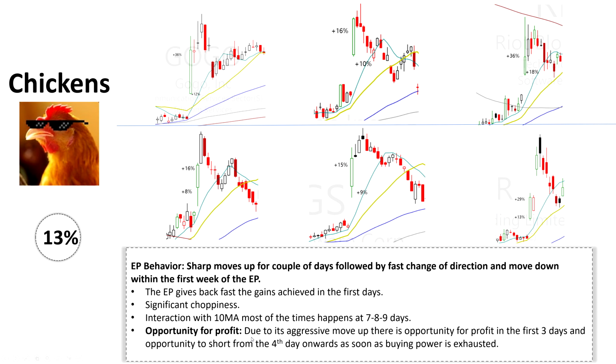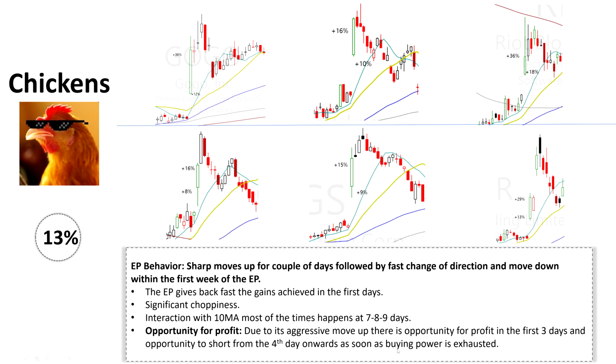Opportunity for profit due to its aggressive move up. By the way, there is a bit more aggressiveness than usual. In the first days, there is a significant move up. The chickens are seriously going up. So sharp move up is there. Due to this, there is an opportunity for profit in the first 3 days and an opportunity to short from the 4th day onwards.